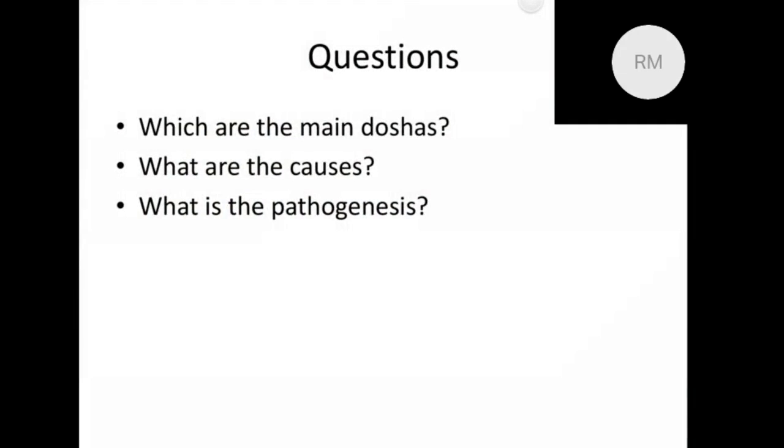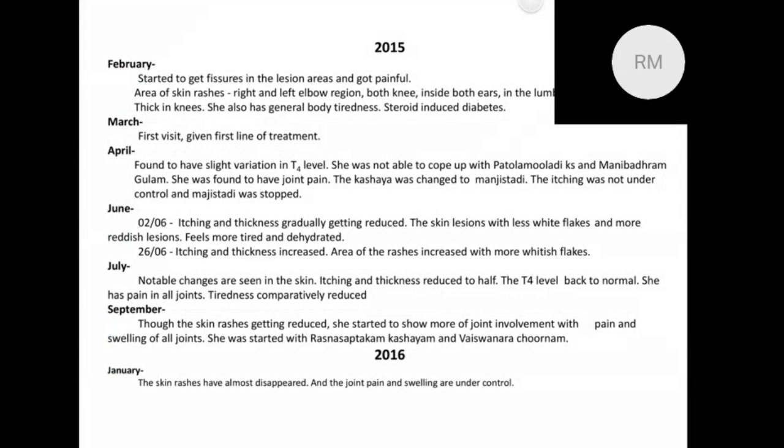So we can see the month-by-month progress of her disease. In 2015 it became more painful. The skin rashes became more spread. In March 2015 she was found to have T4 level aberrations and was on some medications. And we started treatment in March. By June, we found that the itching and thickness were getting reduced. She had fewer white flakes and less tiredness, and by July again we began to see very good improvement in the itching and thickness of the skin.